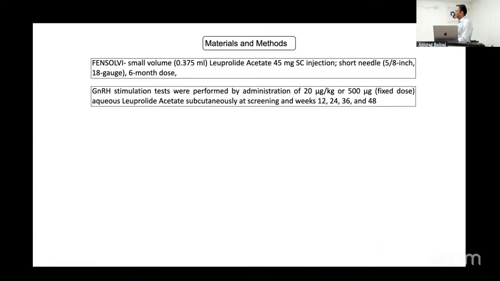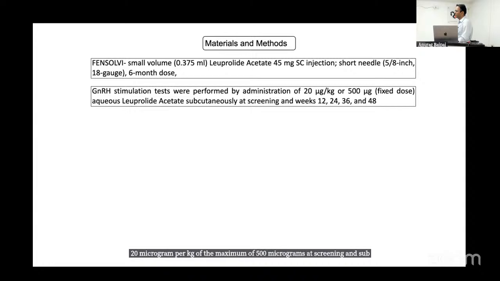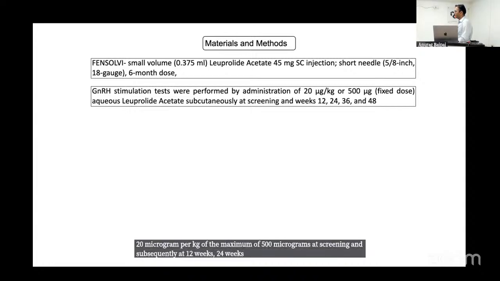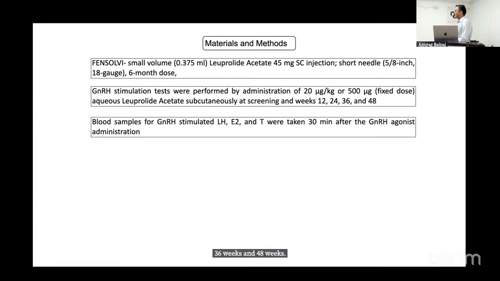They did a GnRH stimulation test after administering subcutaneous leuprolide acetate, 20 microgram per kg or a maximum of 500 micrograms, at screening, and subsequently at 12 weeks, 24 weeks, 36 weeks, and 48 weeks. Blood samples for LH, estradiol, and testosterone were taken after 30 minutes of stimulation.